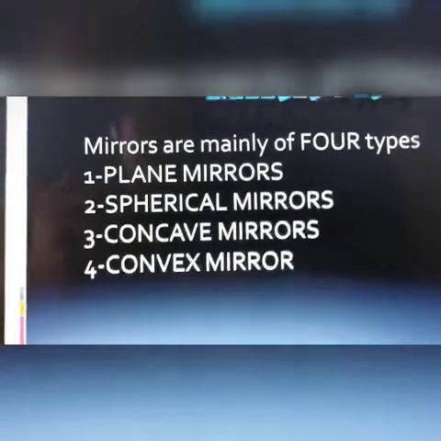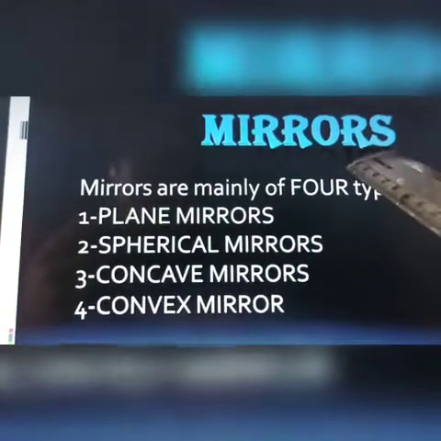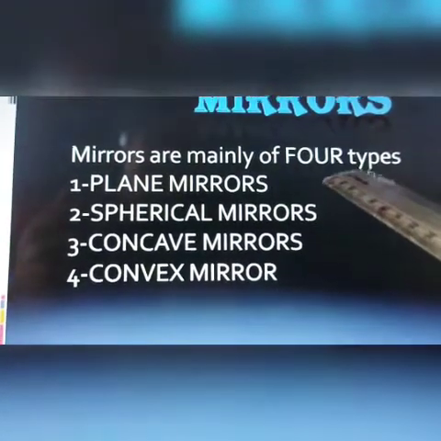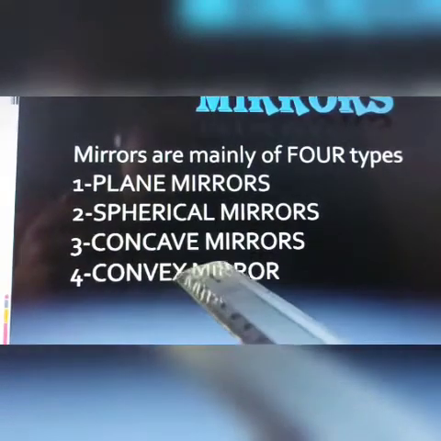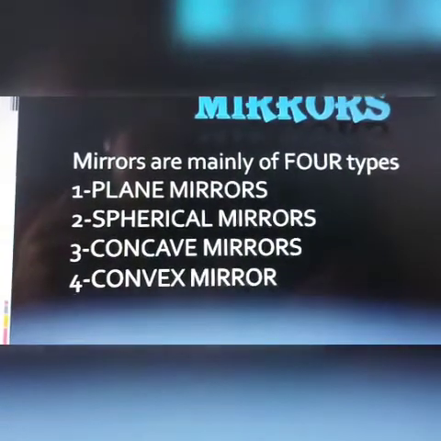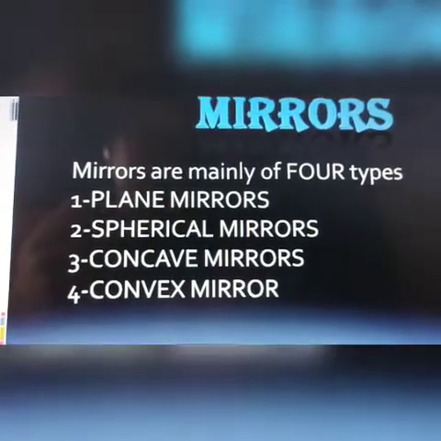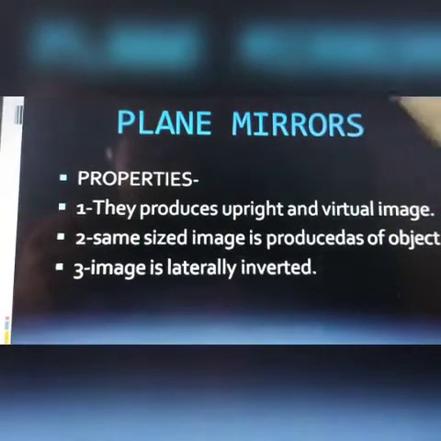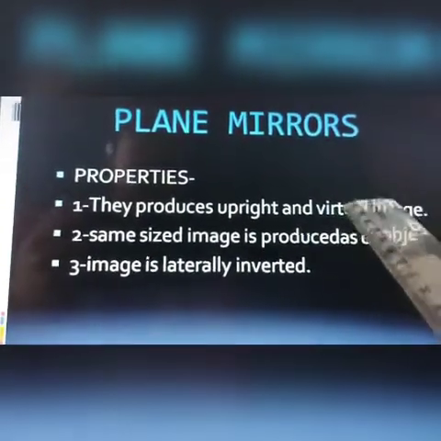The very first thing you can see here is mirrors. What are we studying today? Mirrors. Mirrors are mainly of four types: plain mirrors, spherical mirrors, concave mirrors, then convex mirrors. First of all we will study plain mirrors. So here is a plain mirror. What is a plain mirror? It is found in our homes.